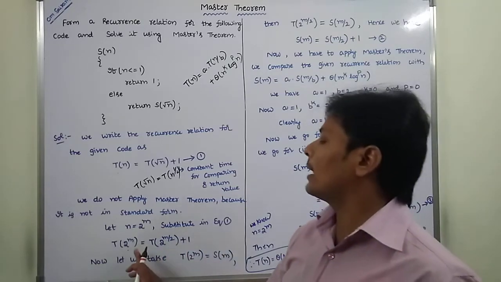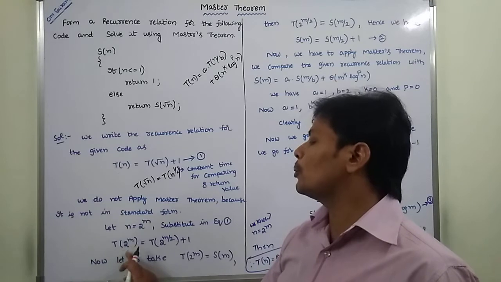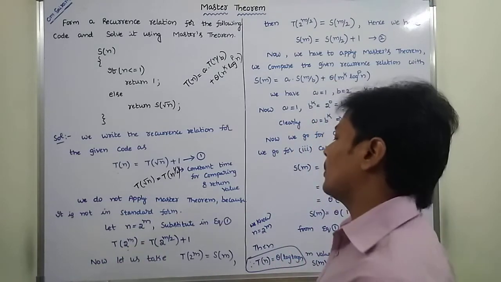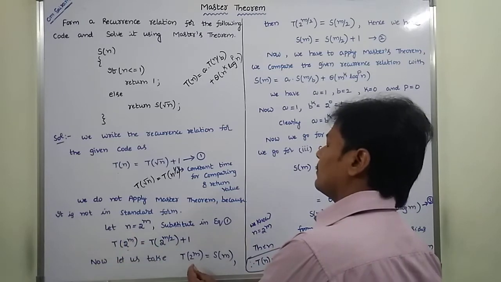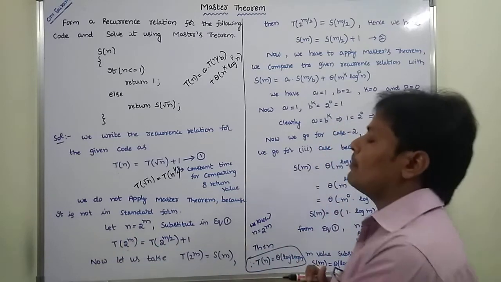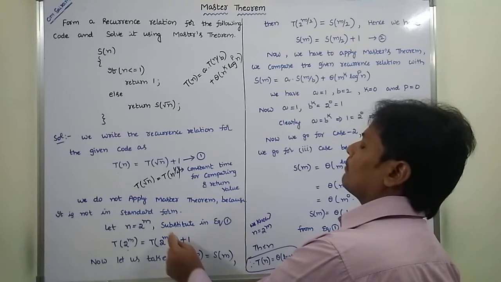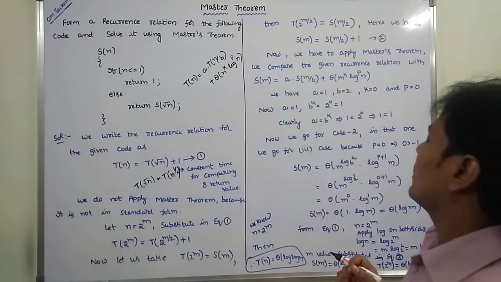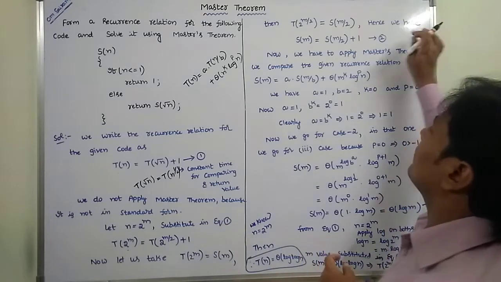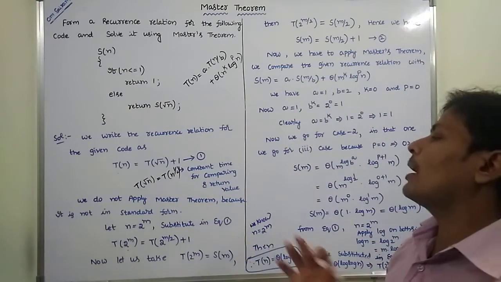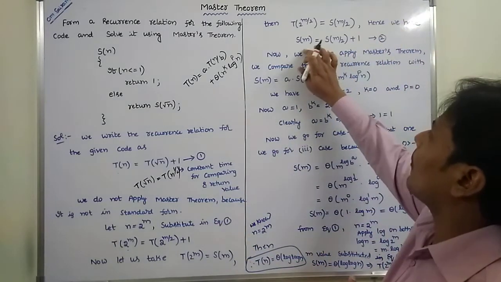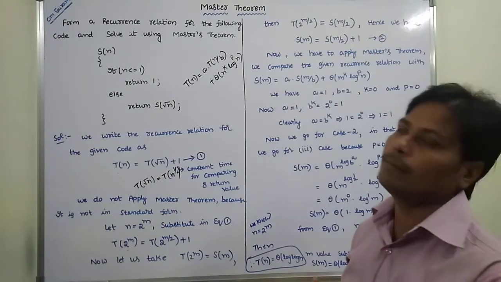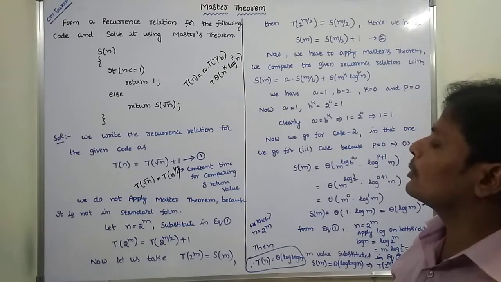Now let us take T of 2 power m as S. So T of 2 power m can be taken as S of m, and T of 2 power m by 2 can be written as S of m by 2. Hence, equation 1 can be written as S of m is equal to S of m by 2 plus 1. So this is equation 2.